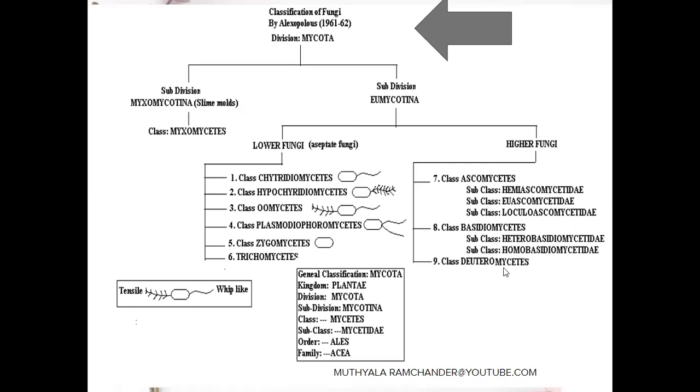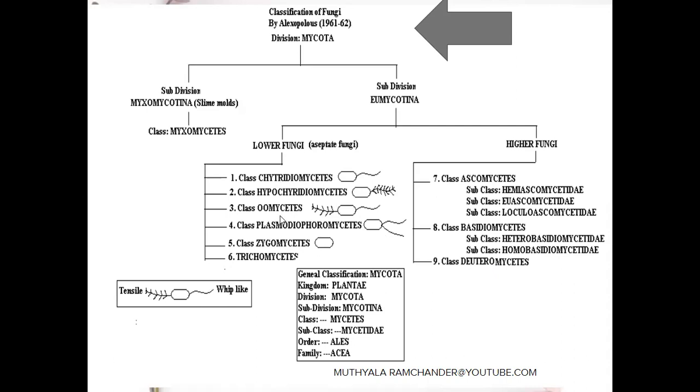Deuteromycetes are also called imperfect fungi. The imperfect fungi are not involved in sexual reproduction during the life cycle. They are involved in only asexual reproduction by spores. Imperfect fungi are placed in the class Deuteromycetes.